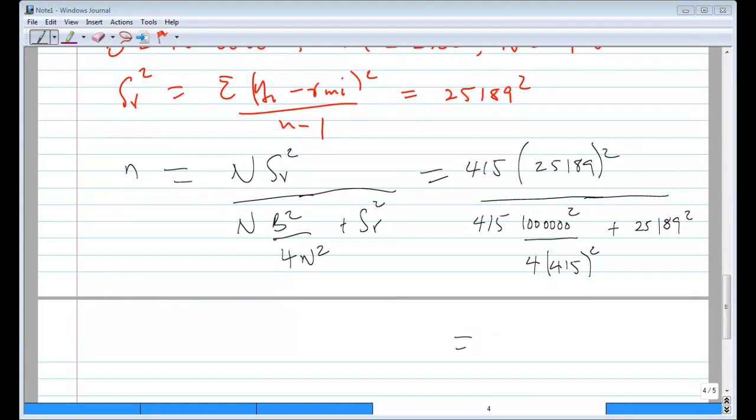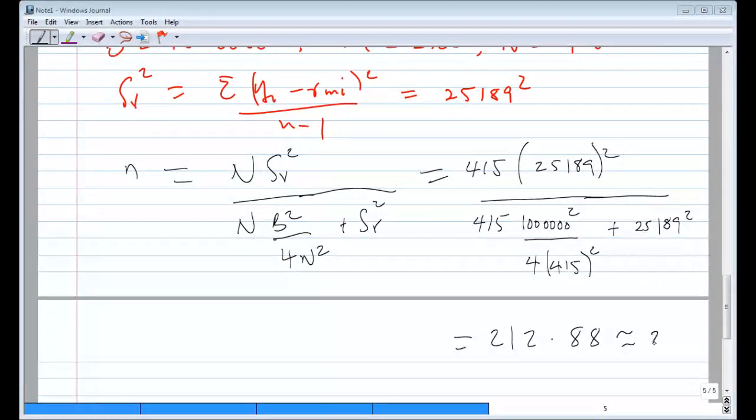Two and two. 212 point, 212 point what? 88. So which is equivalent to what? 213. So this is our sample size required to estimate the population mean.